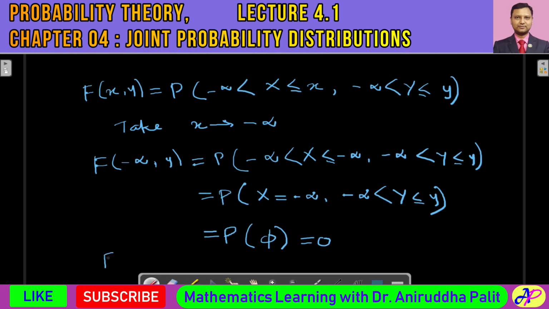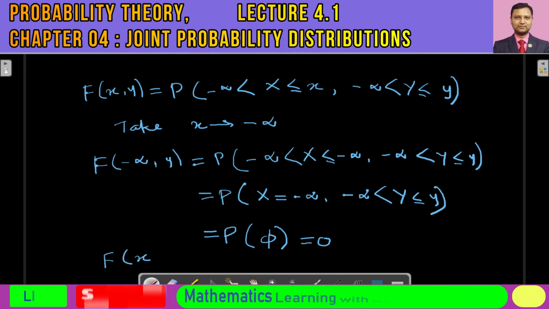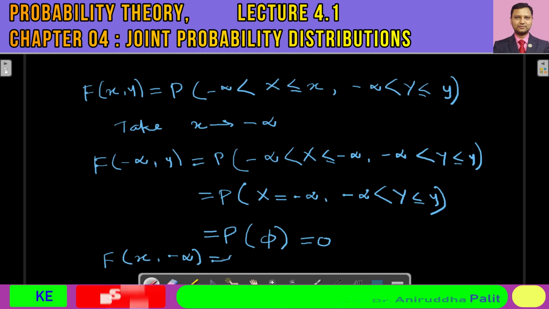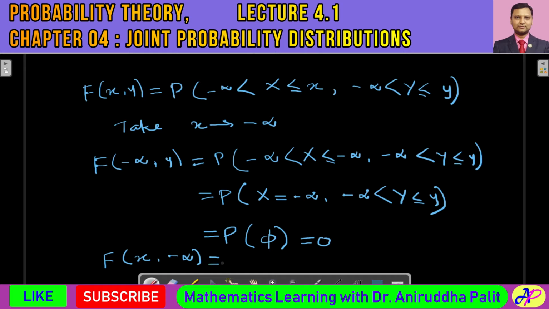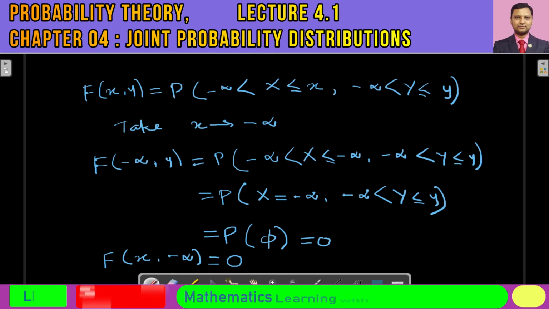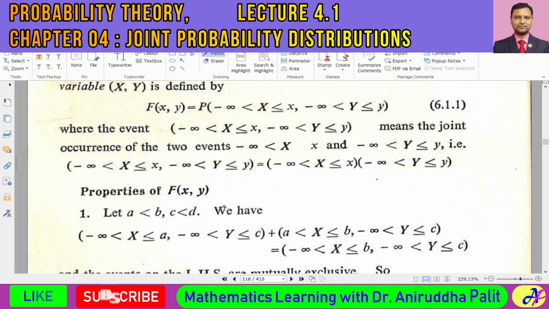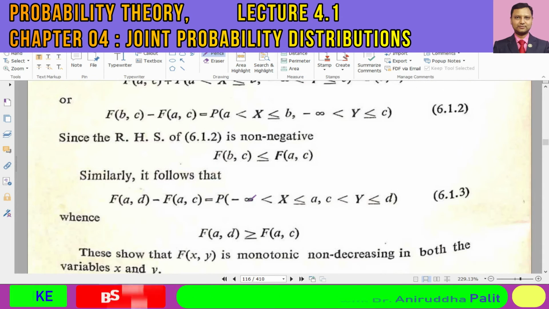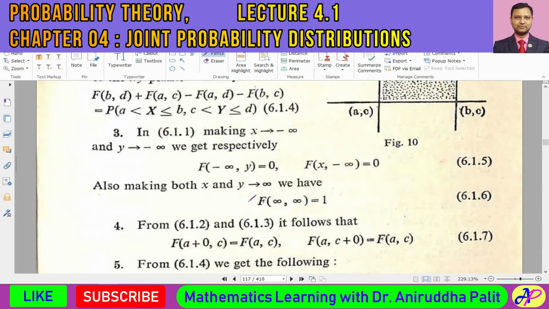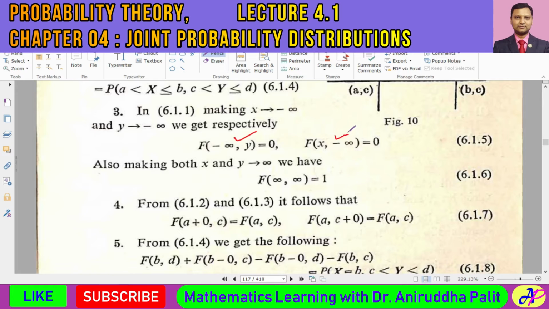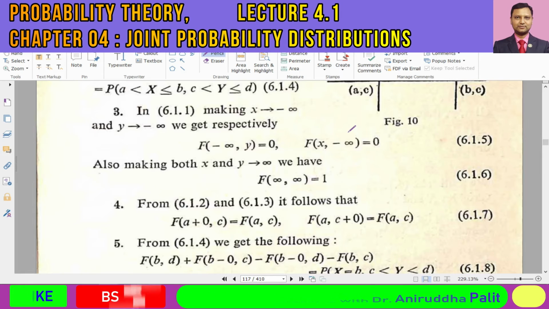Similarly, if you consider the limit y tending to minus infinity, in that case also we shall have f of x comma minus infinity equal to 0. All right. So we have these two results: f of minus infinity comma y is equal to 0, and f of x comma minus infinity is equal to 0.